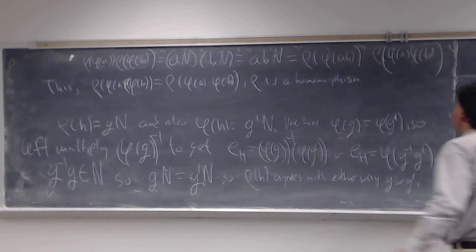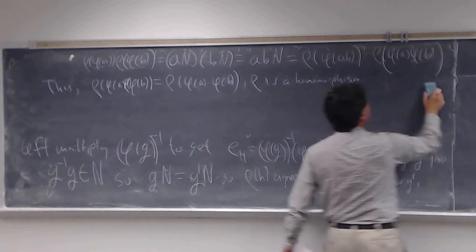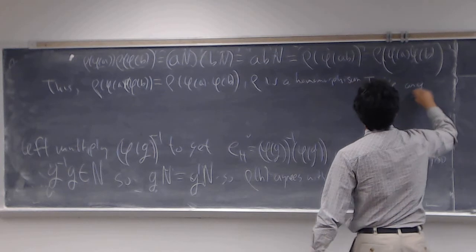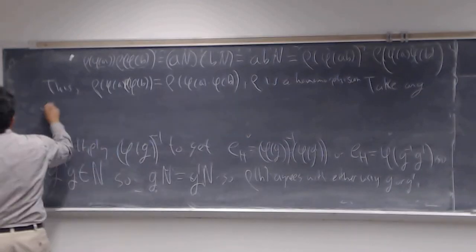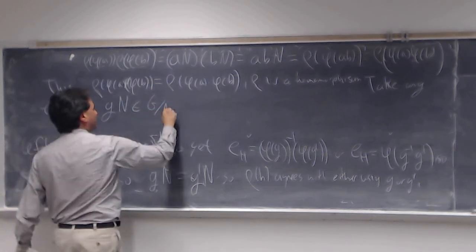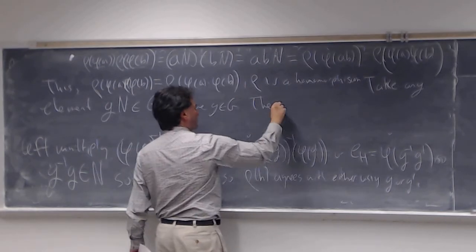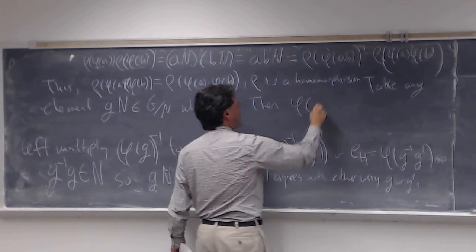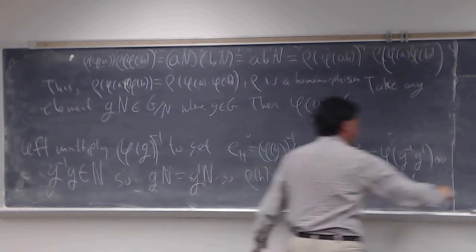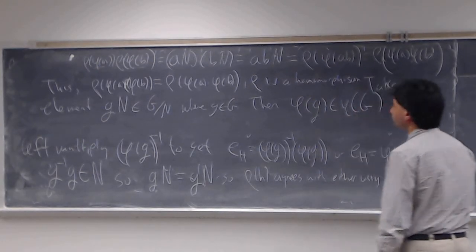What about the rest of it? How about onto? Often onto seems like you don't really do anything, and I think this probably will be the case here. Take any element aN in G mod N, and of course g is in G, then phi of g is certainly in the image of G. So phi of little g is in phi of G, the set.